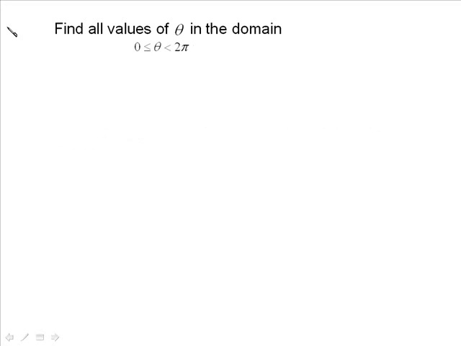So let's begin. Find all values of theta in the domain between 0 and 2 pi. So we are in rads. Question doesn't state it, but I'm going to work out exact value measurements for it. So you cannot just push this through your calculator and get an answer for it, because your calculator will give you decimal answers for rads.